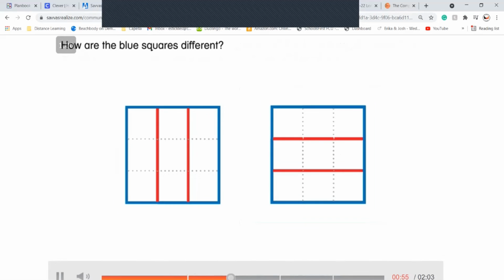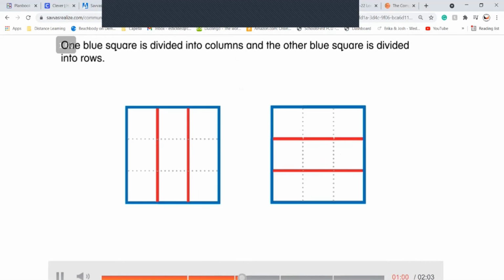How are the blue squares different? The blue squares are different just because of which direction they're being chopped apart. One blue square is divided into columns, and the other blue square is divided into rows.